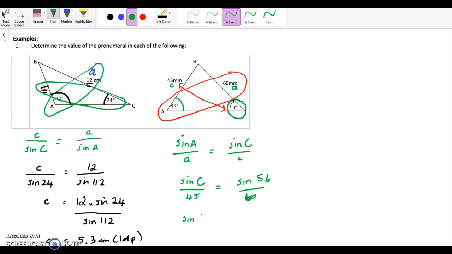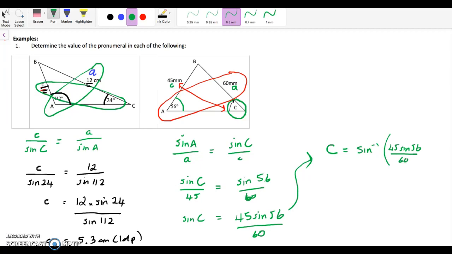So the sine of angle C, well, I'm going to get rid of this divide by 45 by multiplying on the other side. And again, I'm not going to work out what 45 times sine 56 over 60 is. So now I want to find just angle C on its own. Angle C. Well, to undo the sine, I need to do the inverse sine of that whole bracket, and I would just put that in my calculator and then inverse sine my answer. And I should get my angle C, which should be 38.4 degrees to one decimal place.